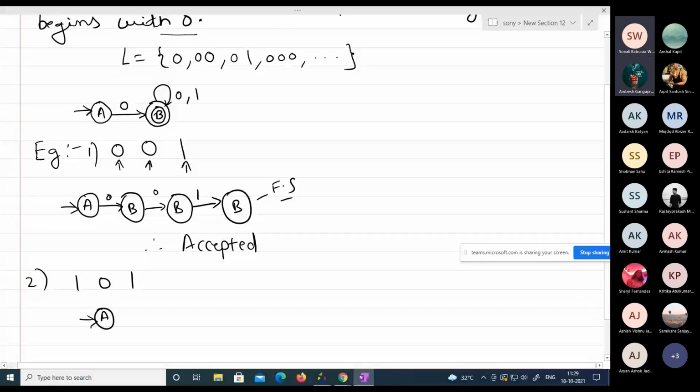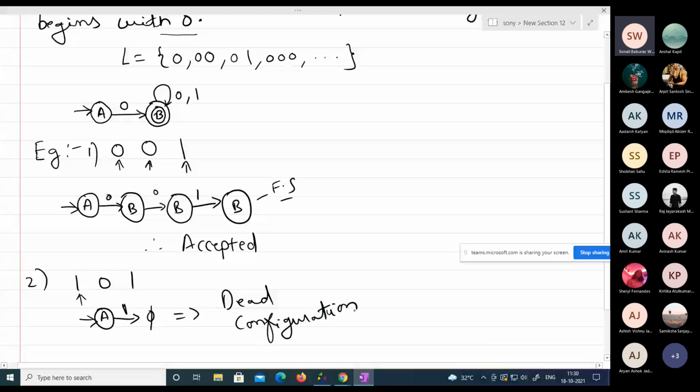No, ma'am, it's not accepted because we do not have one. We have not shown where 1 goes from A. 0 goes to B, that we know, but we do not have 1 here. It is absent, so it won't proceed further. It's not accepting. Instead, it will go to a null state phi, and this is called a dead configuration.